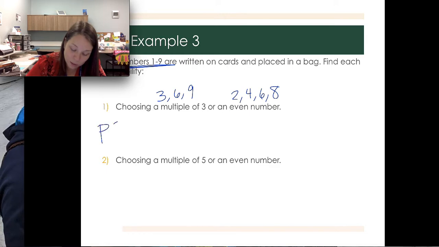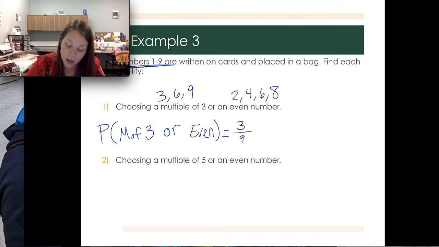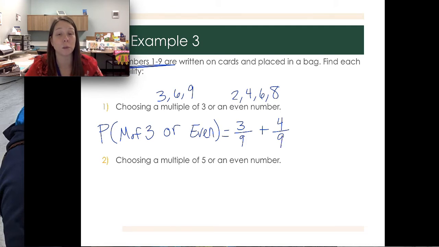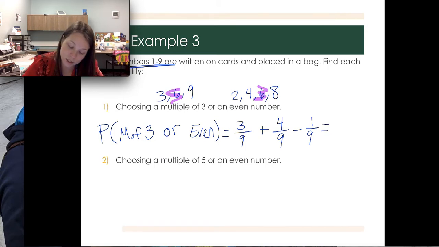All right, so probability of choosing a multiple of 3 or an even number. Our multiples of 3, there are 3 out of the 9 options. Plus our even numbers, there are 4 out of the 9 options. But do we have any numbers that are a multiple of 3 that are also even, that we're double counting? Yeah, we have 6 that is being double counted. So one number is being counted twice, so we need to subtract off 1/9. And that is going to give us an answer of 6 over 9, which reduces to 2 over 3.